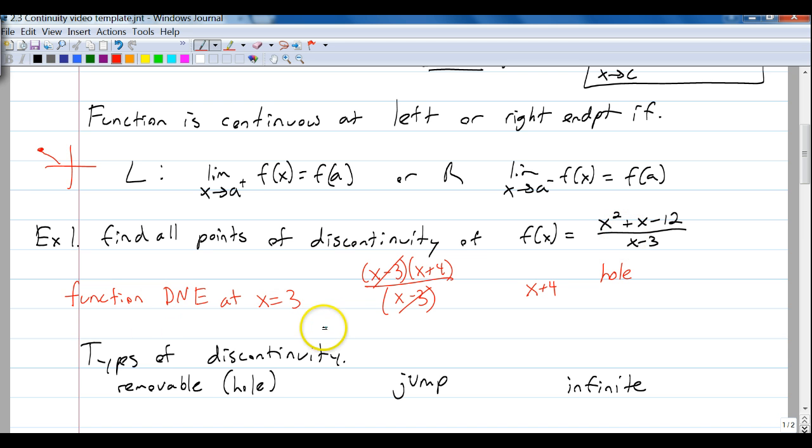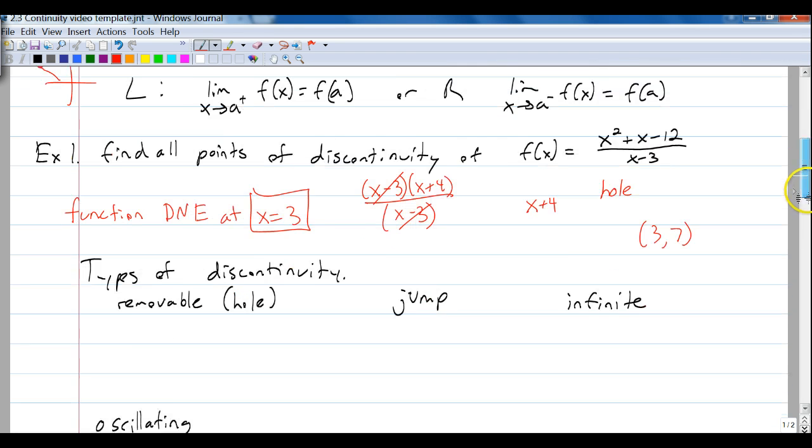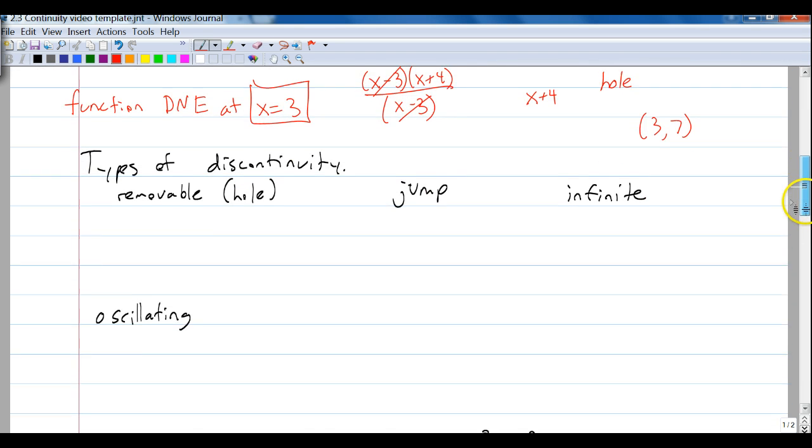So we have that the point of discontinuity is when x is equal to 3, and if I wanted the actual coordinate, I would say it's at 3, 7. That would be the point that doesn't really exist. But really I care about more of where the x is. Alright, so now let's talk about types of them.